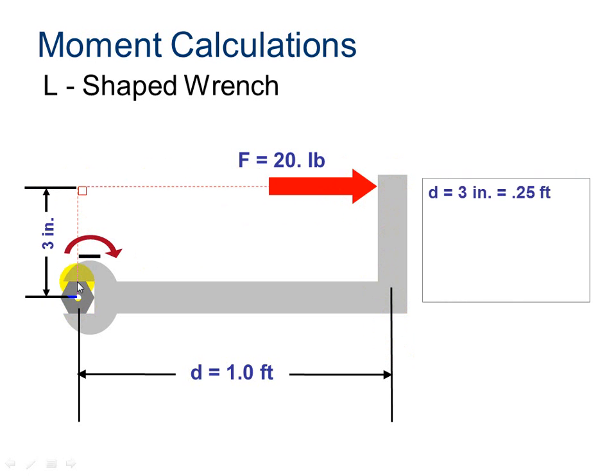So to calculate the moment, I need to convert my distance from inches to feet, so 3 divided by 12 is 0.25 feet. To calculate the moment, I am going to multiply the distance times the force, and again, I always have to consider the direction. When I push on this, it's going to cause this to rotate in a clockwise direction, which I've noted here with my arrow, so that's a negative moment. I've inserted a negative sign in front of my answer for my moment. This means we have 5 foot-pounds of moment in a clockwise direction.